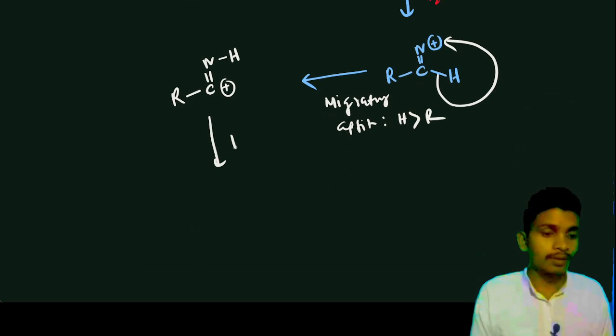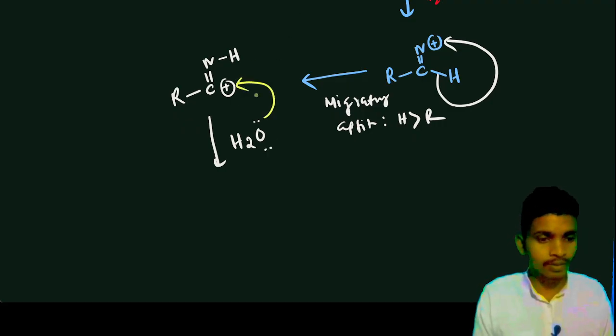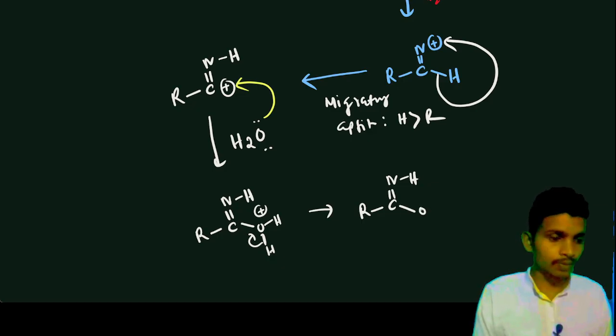Now the nucleophile will attack. That means we have water as the nucleophile, so it is going to attack this electrophilic center. What will we get here? R–C double bond N–H, and here we have that water with a positive charge. So this is going to be released here. What will we get now? R–C double bond N–H, and this is going to be the OH.